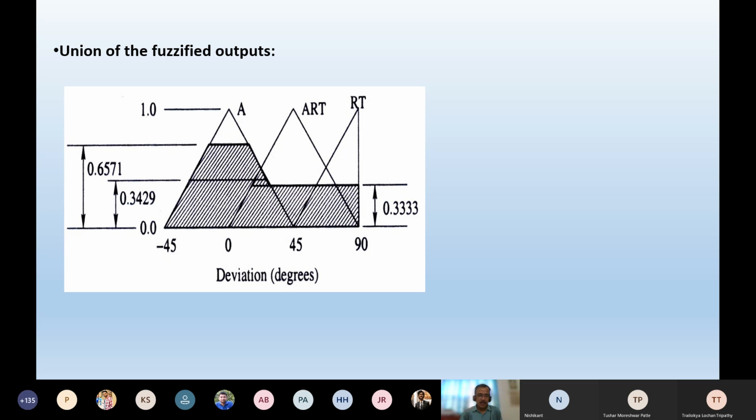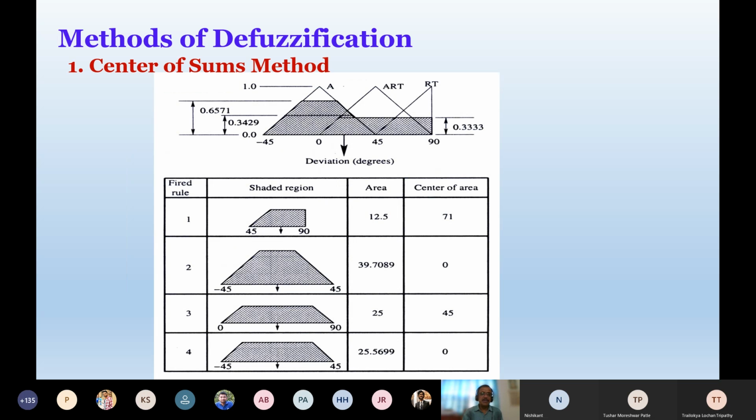So you'll be getting this shaded portion as the output if I consider all 4 fired rules. Now once again, this is the fuzzified output. You directly cannot use it as the angle of deviation to avoid collision. So what we do is, corresponding to this shaded portion, we try to find out the crisp value of deviation. Once again, use the method which I have already discussed, the center of sums method. And according to the center of sums method, for each of the fired rules, I try to find out the area and center of area. For the first rule, this is the output. I can find out the area and center of area.